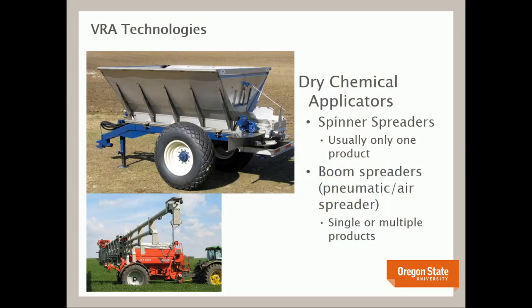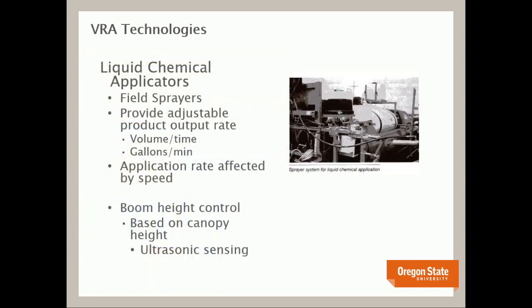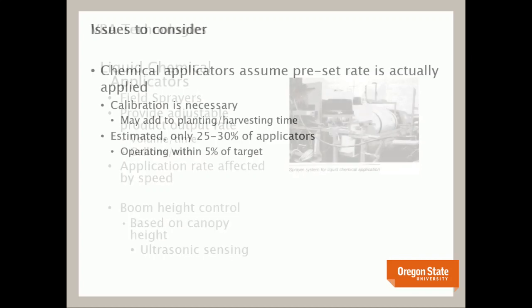Dry chemical applicators include spinner spreaders, usually only one product, and boom spreaders, pneumatic air spreaders, where single or multiple products can be used. Liquid chemical applicators, such as field sprayers, provide adjustable product output rate, volume over time or gallons per minute. Application rate is affected by speed, and boom height control is based on canopy height or ultrasonic sensing.